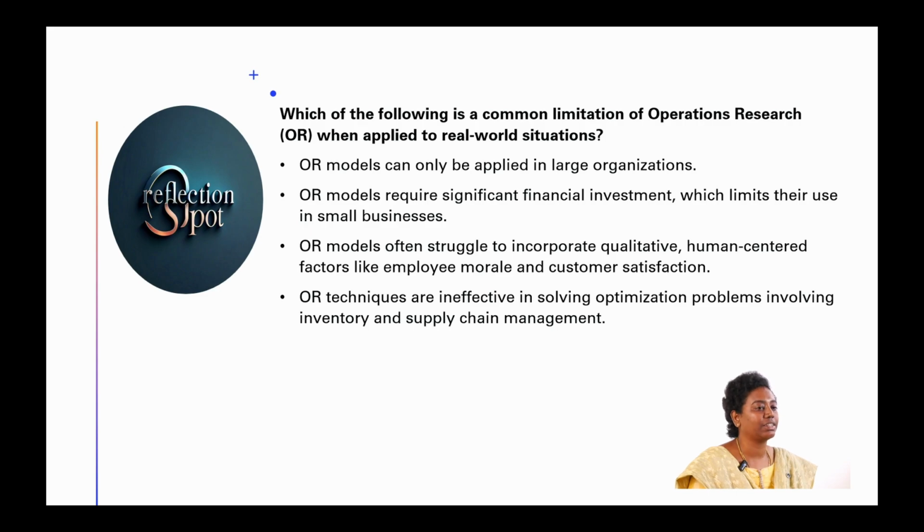Let us see a question as a reflection spot. Which of the following is a common limitation of operations research or OR when applied to a real world situation? Options are: OR models can only be applied in large organizations. OR models require significant financial investment which limits their use in small business. OR models often struggle to incorporate qualitative human-created factors like employee morale and customer satisfaction. OR techniques are often ineffective in solving optimization problems involving inventory and supply chain management? The answer is option 3.